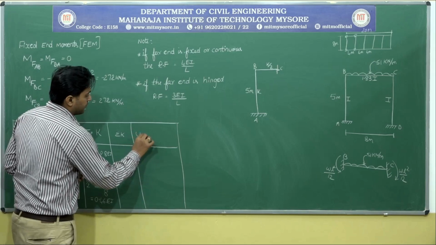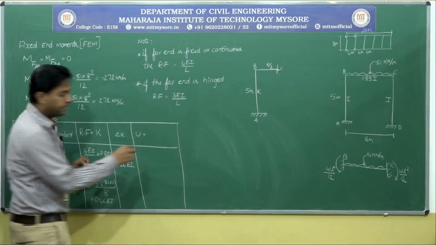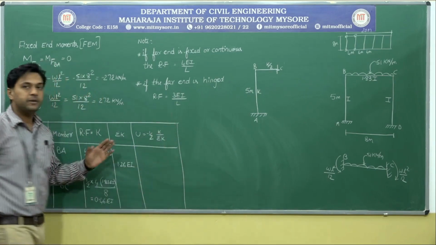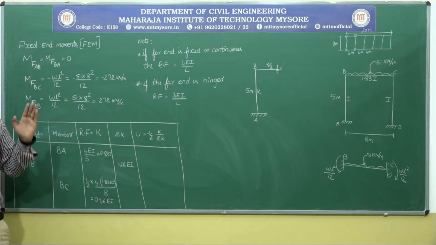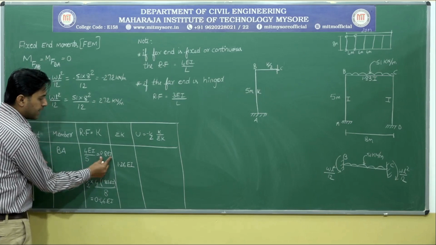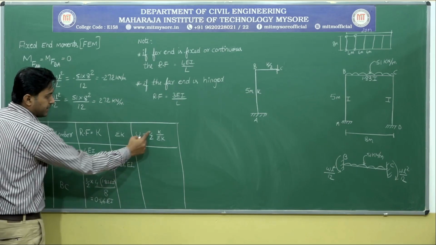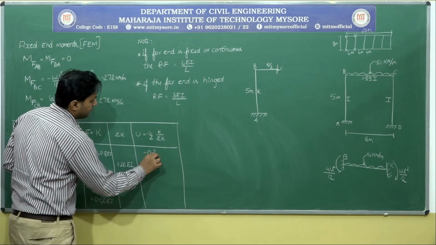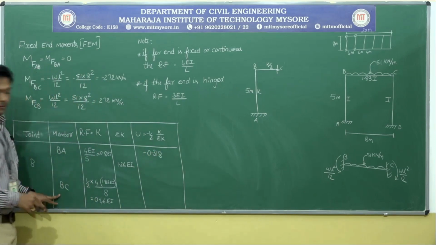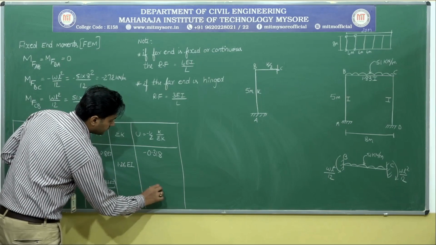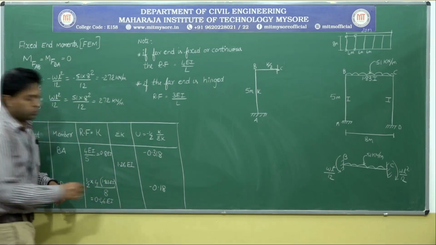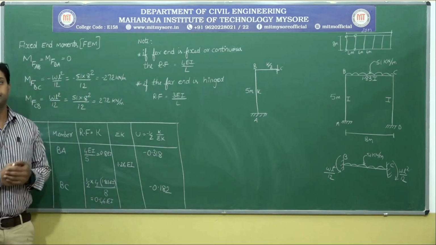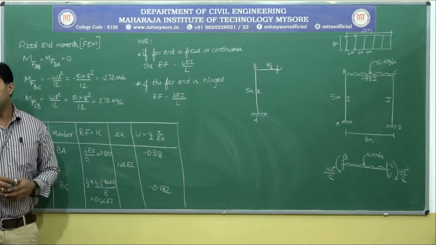Next, the final thing. I want this U, which is given by minus half into K by sigma K. I think you people remember all these things. Observe here, K is this, and sigma K is this. If I do it, you will get minus 0.318 for the BA member. For the BC member, it is minus 0.182. When I add these two, I should get minus 0.5. So this is how we need to do it.